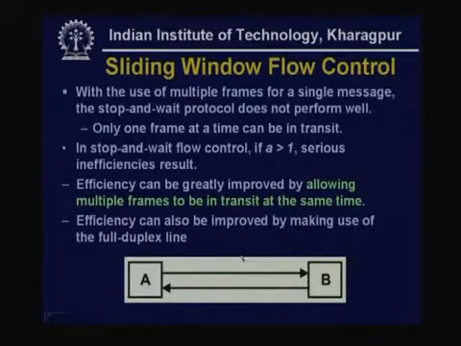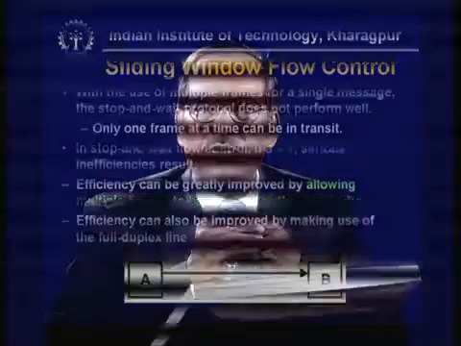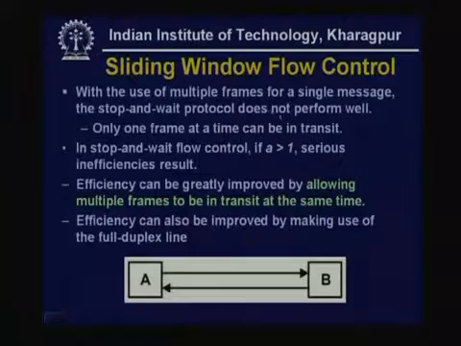The main limitation of stop and wait protocol is that at a time only one frame is in transit. As we know, normally a single message is divided into a number of frames. Whenever short frames are sent, the transmission time is small, and that is done so that errors do not occur and for various other reasons. So, in such a case, stop and wait flow control will not be efficient.